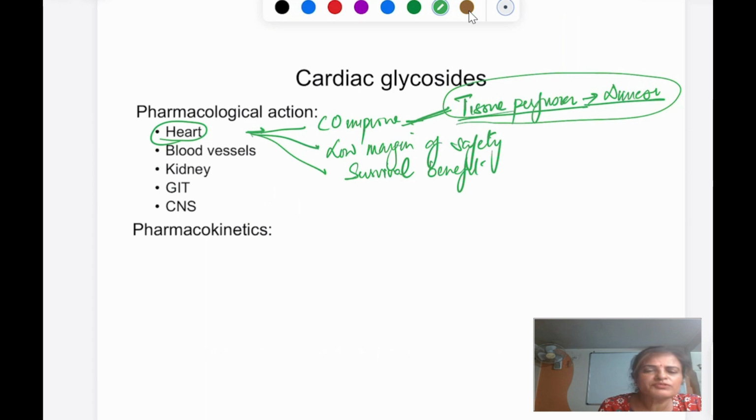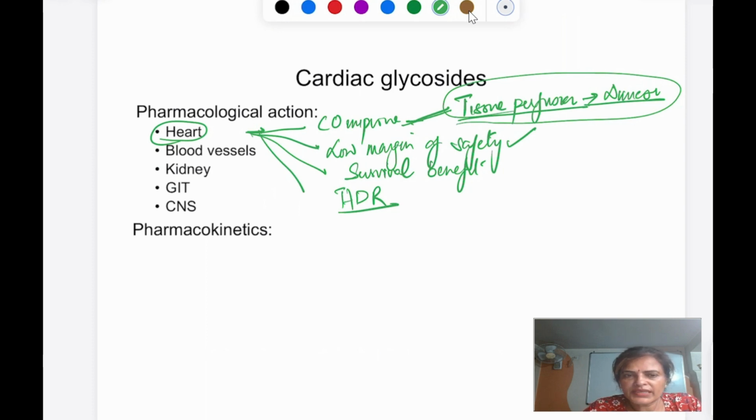It is only giving a symptomatic treatment. It is only going to relieve the symptoms. So no survival benefit is achieved with this drug. The third one is its important toxicity. Low margin of safety, that is already an important adverse effect. ADR is very important with this group of drugs. So because of these reasons, this drug is not the primary drug.